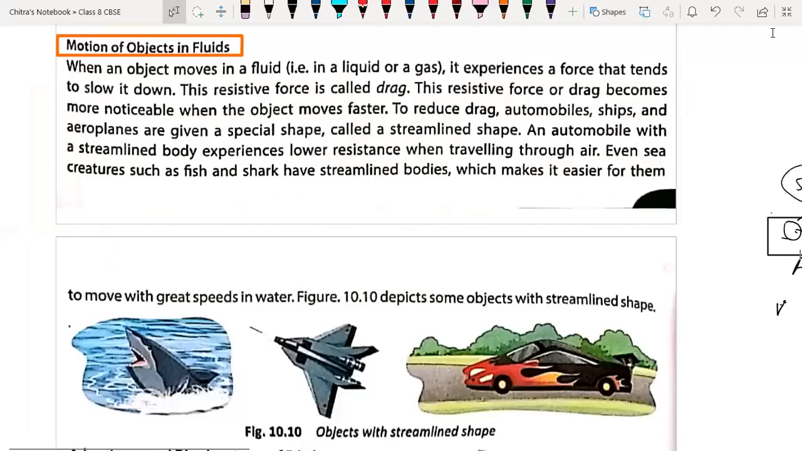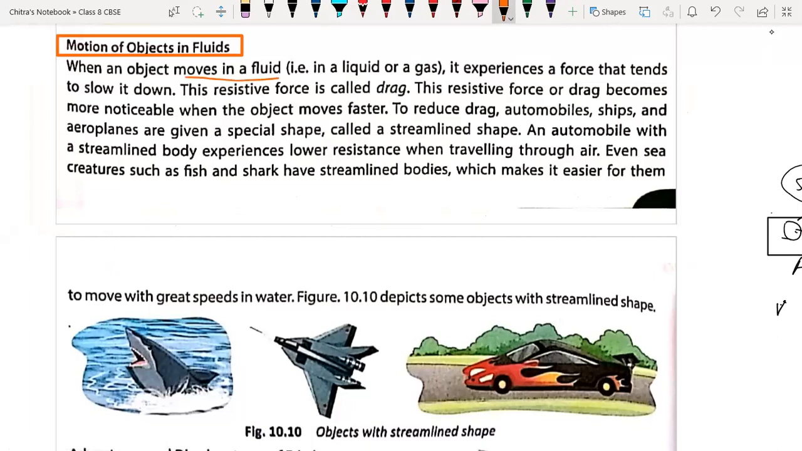Hello everyone. Now we are going to start the next part of our chapter, which is the motion of objects in fluid. Motion of objects in fluid is a part of our chapter called force and pressure. Okay, so let's start.